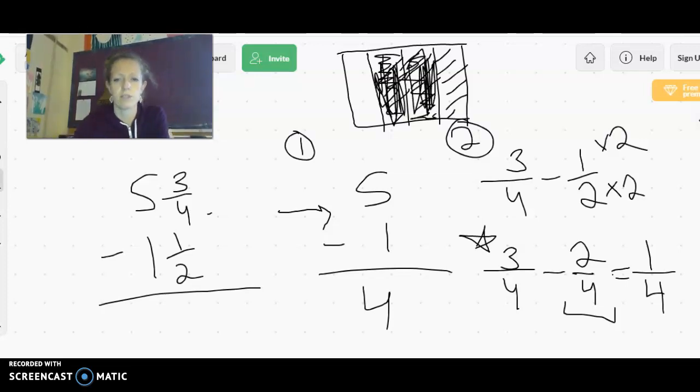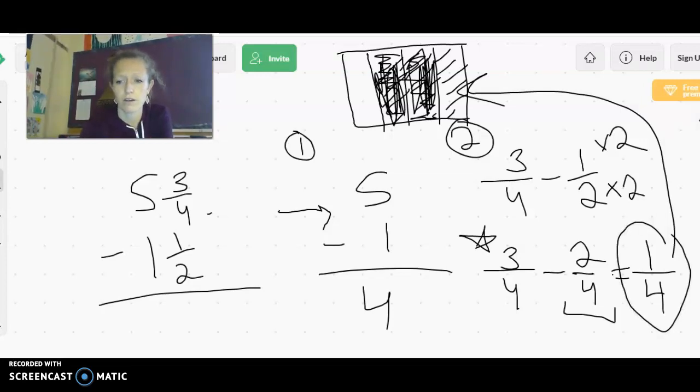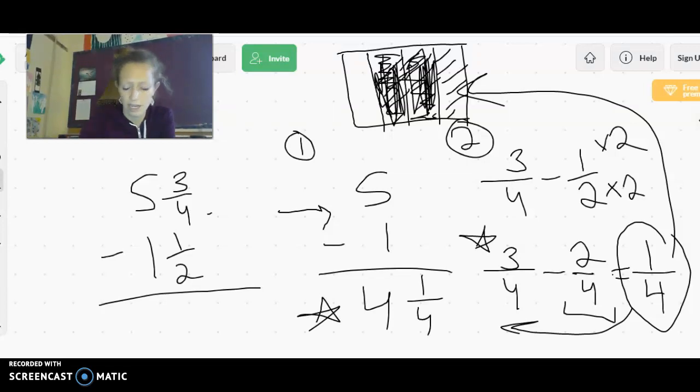How much of that original 3/4 do I have left? 1/4. That's all it says. So I'm going to take my 1/4. I'm going to pop it over here on my 4. And my final answer is 4 1/4. Beautiful. Go ahead and let's jump ahead to number 5.